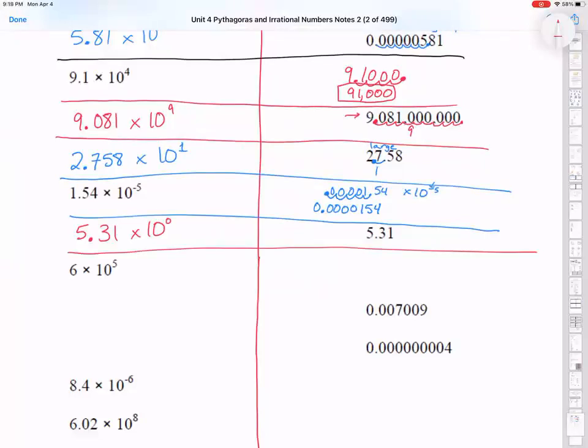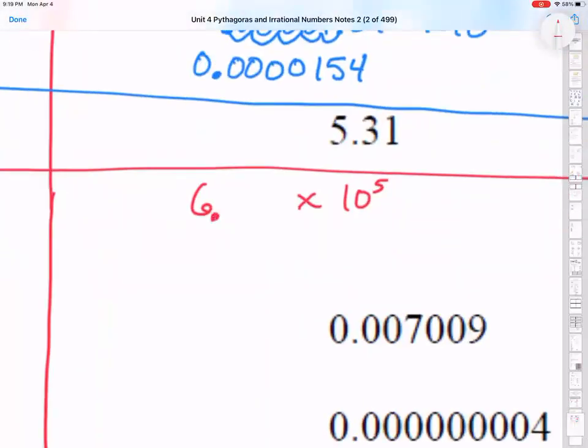For our next one, 6 times 10 to the 5th. It's in scientific notation, trying to get it to standard. Again, we're going to identify where our decimal is. Anytime you have an integer like this, we know that the decimal is at the end. And we're going to move it 5 times in that positive direction because we have positive 5. So 1, 2, 3, 4, 5. And then again, where we see those little bumps, we throw zeros in them. So then we're looking at 600,000.